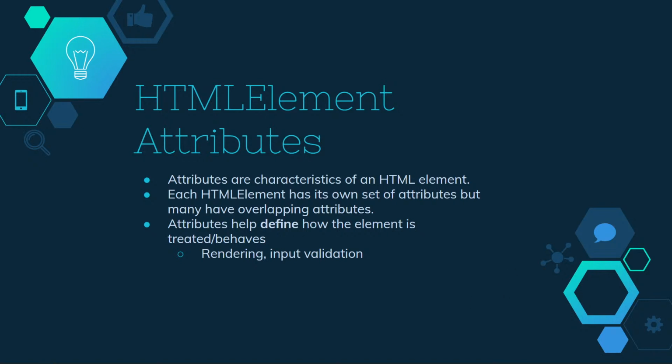Okay, and so now we talk about HTML element attributes. Attributes are just characteristics of an HTML element. Each HTML element has its own set of attributes, but many have overlapping attributes.